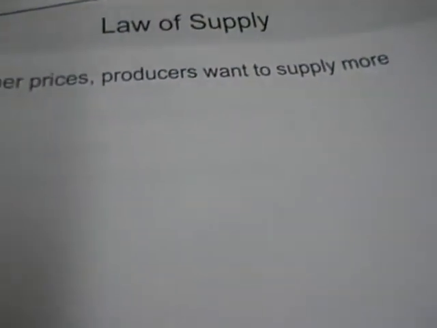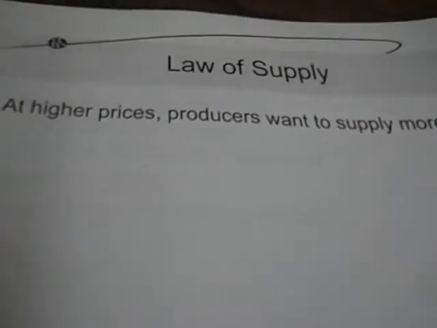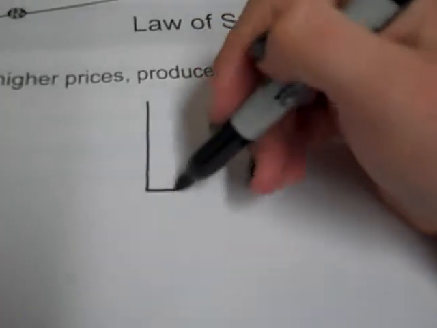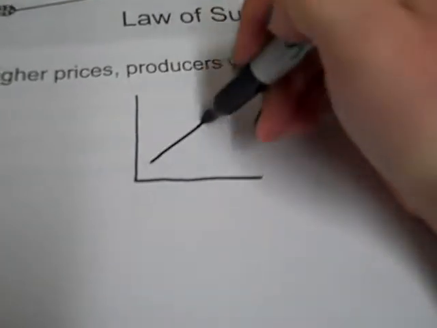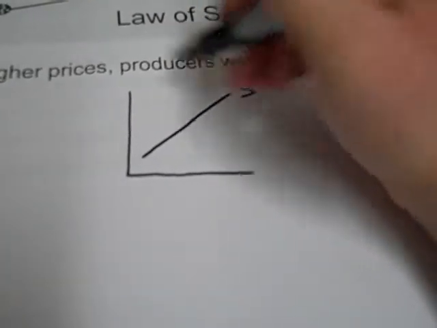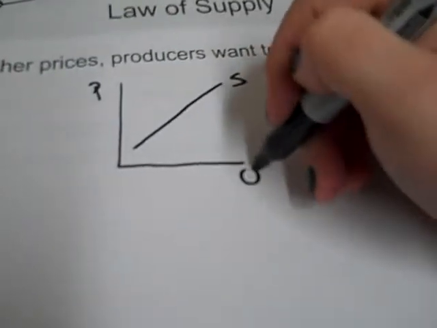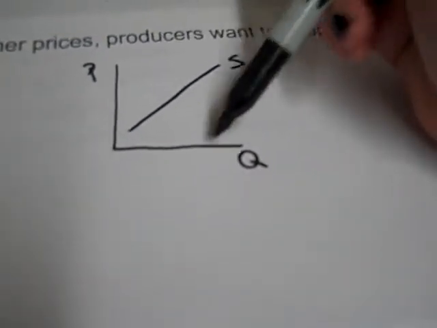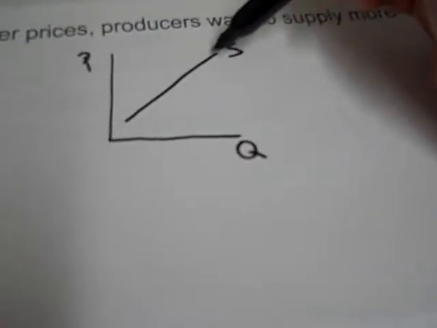So the law of supply is telling us that at higher prices, producers are willing to supply more, and that is why supply is able to be upward sloping, because as price increases, quantity is also increasing.